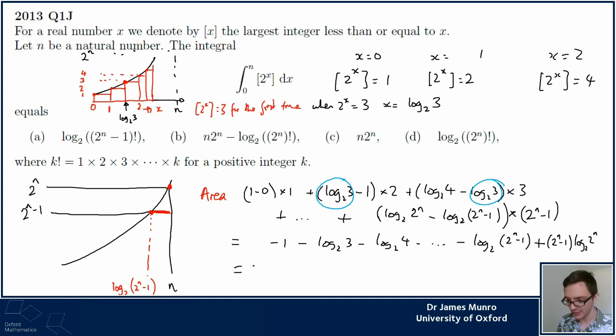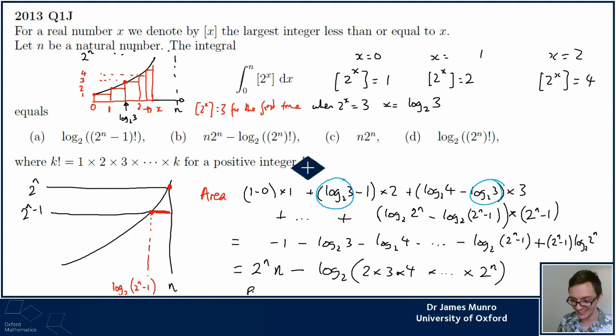Okay, simplify a little bit. This is 2 to the n. The only thing that doesn't have a minus sign is this 2 to the n log base 2 of 2 to the n. I'm going to write that as n again. Minus, and then there's a whole bunch of things. Log 2 times 3 times 4. I'm going to bring all the logs together, times all the way up to the last thing with a minus sign in it. There's this minus sign here. Okay, that is precisely option B.